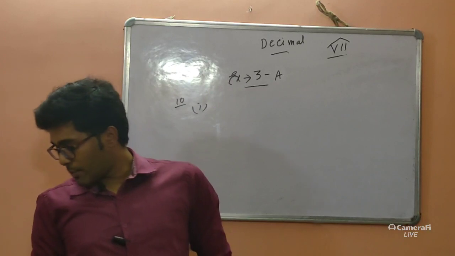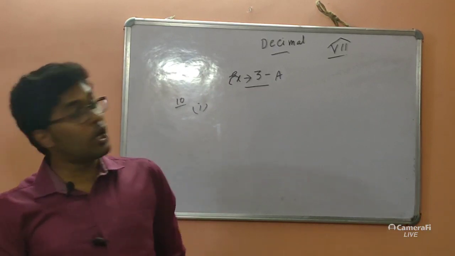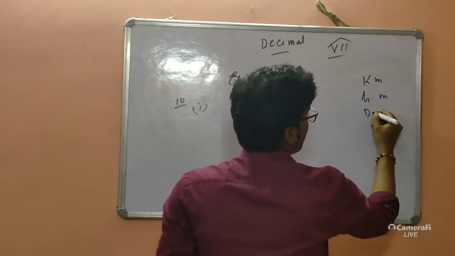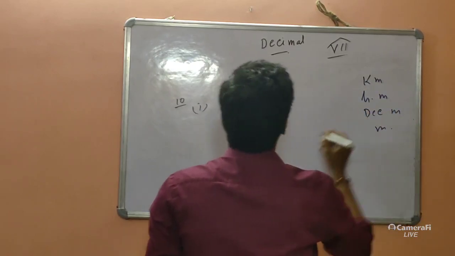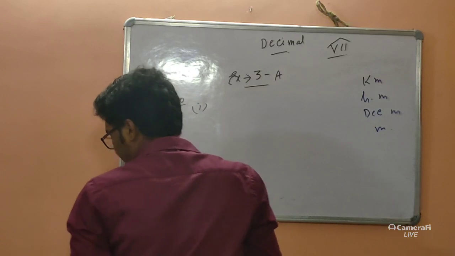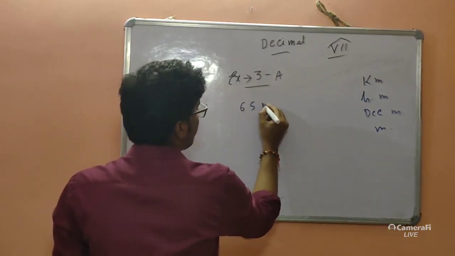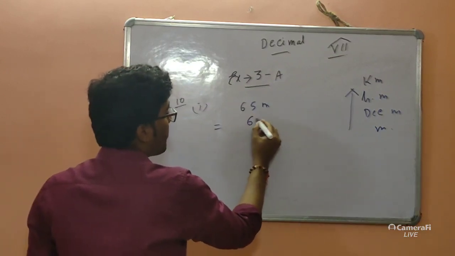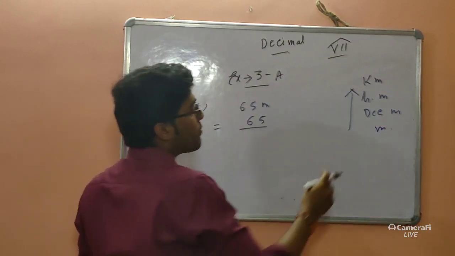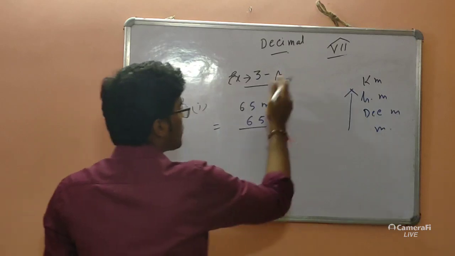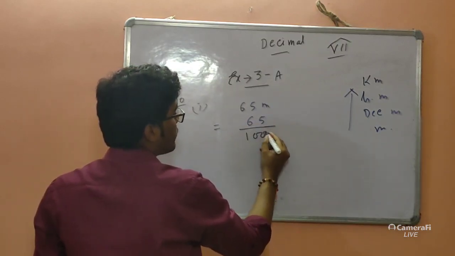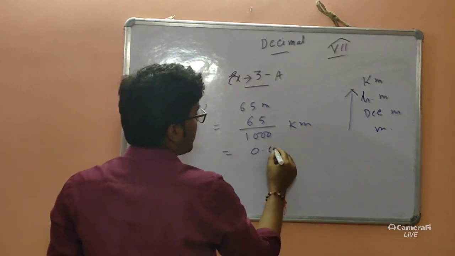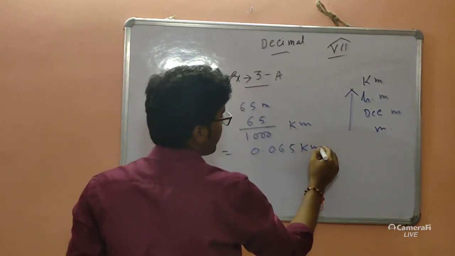The question is we have to convert 65 meter into kilometer. So again kilometer, hectometer, decameter and then meter. They have given 65 meter. So we are going up, therefore we are dividing it by what? See 1 2 3. So therefore we are dividing, moving the point 3 places. Clear? And this becomes kilometer. So it becomes 0.065 kilometer.